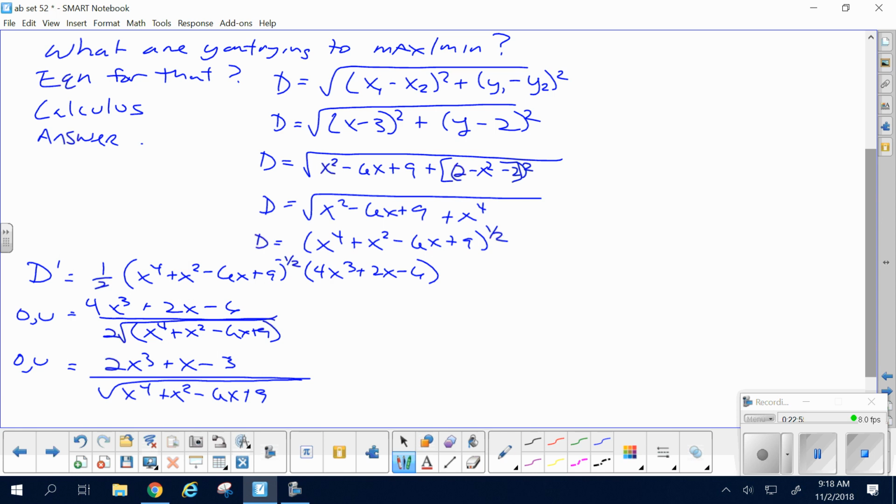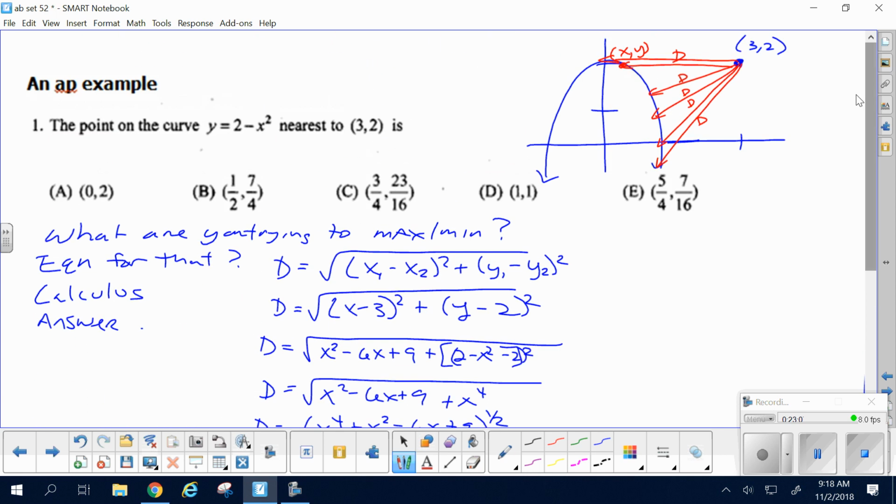Okay. So x is 1 is your critical number. If you were to sign test it, you would see it is a negative to positive idea. And so x equals 1 implies that at this point on the parabola, when x is 1, that's when the distance is at its minimum. Now let's just answer the question. 1, oh, this is beautiful. We didn't have to find the y. There you go. With me?